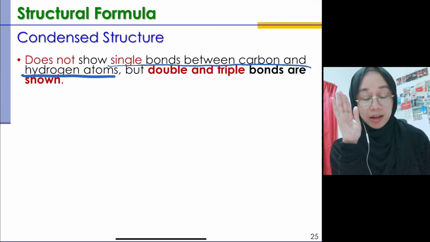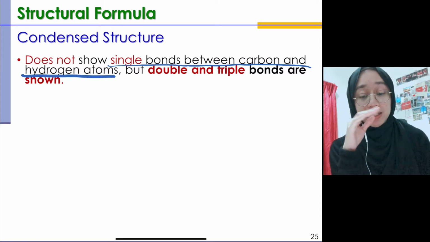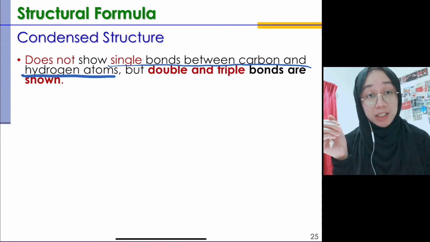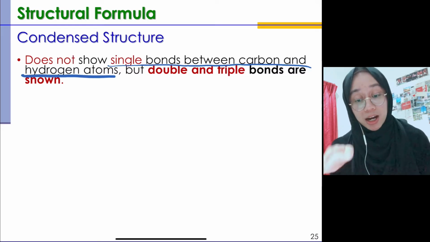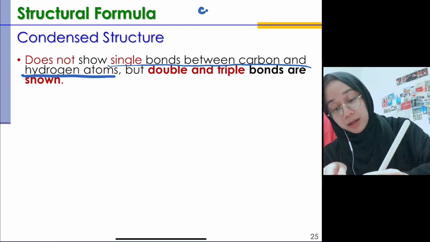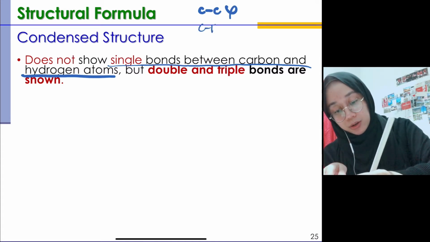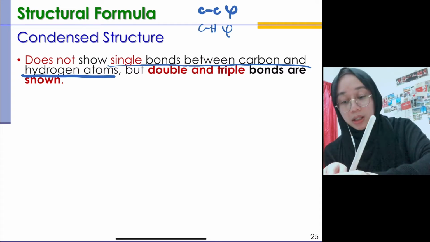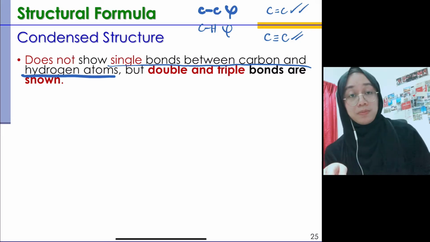Tapi sekarang ni just keep in your mind. Please keep in your mind that the single bonds between carbon and hydrogen must not be shown. Okay, including the single bond between carbon dengan carbon sendiri juga. Okay, so carbon dengan carbon, tak perlu tunjuk. Carbon dengan hydrogen pun tak perlu tunjuk. Tapi carbon-carbon double bond kena tunjuk. Carbon-carbon triple bond kena tunjuk.